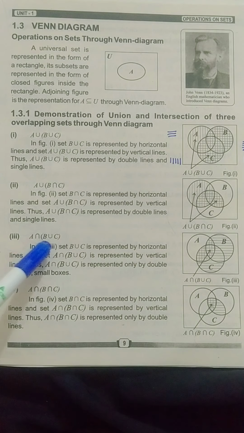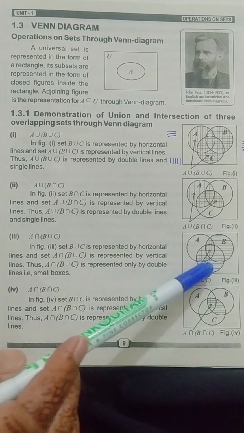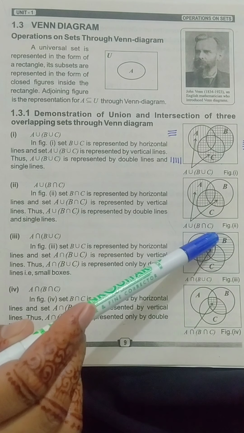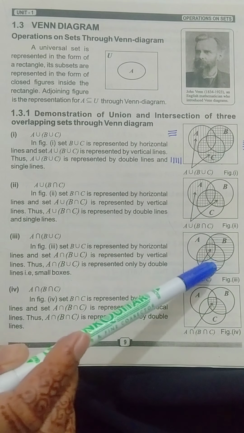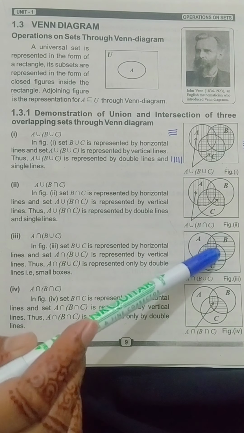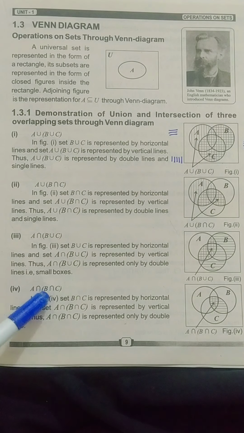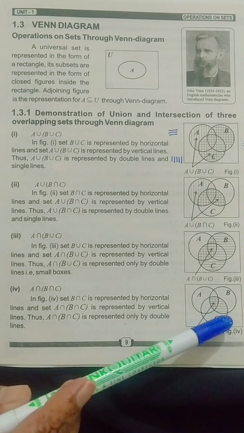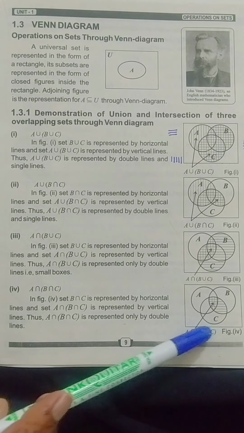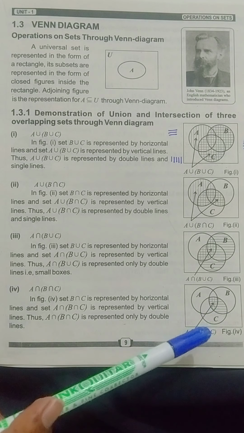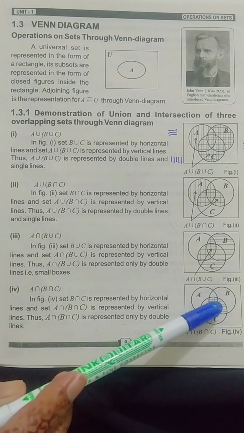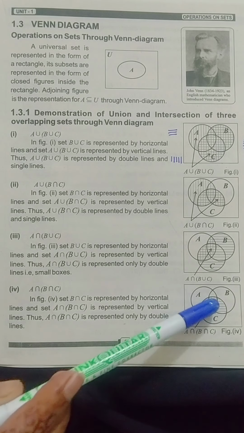In the next, A intersection B union C. Here B union C is represented by the horizontal lines and A by the vertical lines. So A intersection B union C is represented only by the double lines. In the next, A intersection B intersection C. Here B intersection C is represented by the horizontal lines and A by the vertical lines. So A intersection B intersection C is represented only by the double lines.